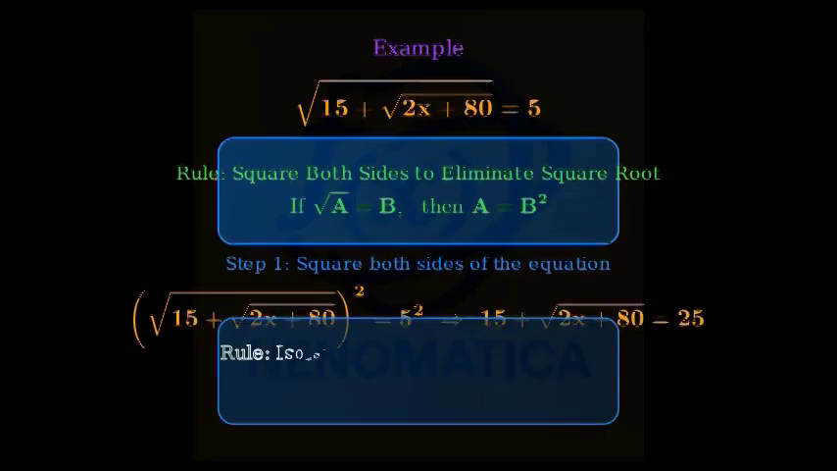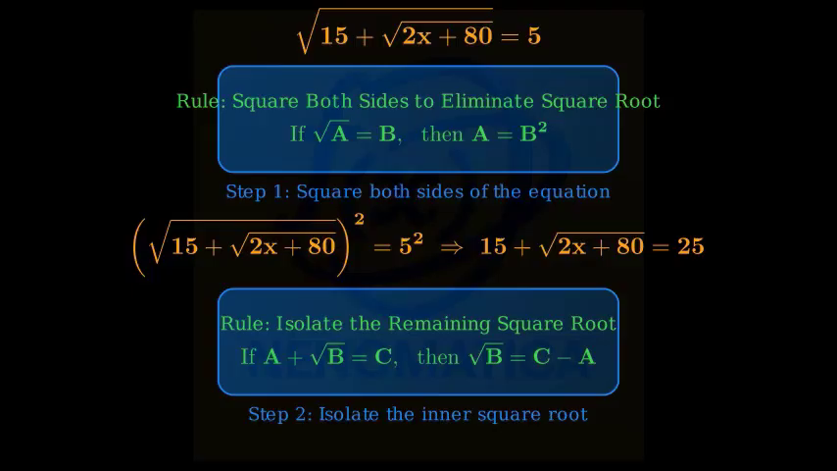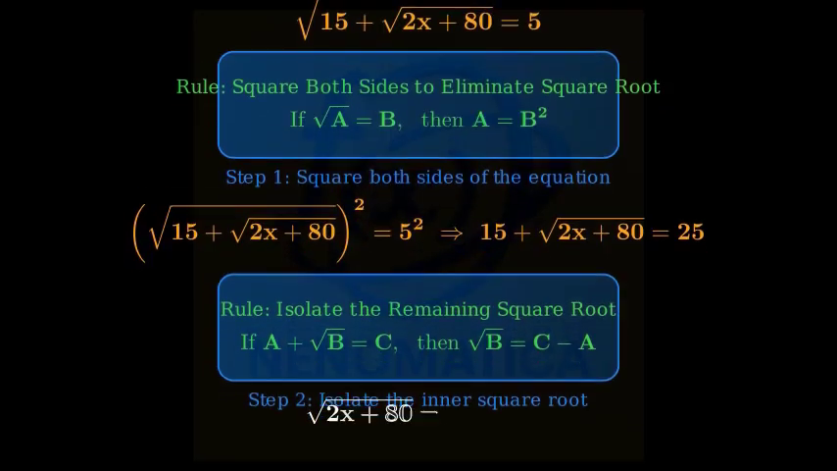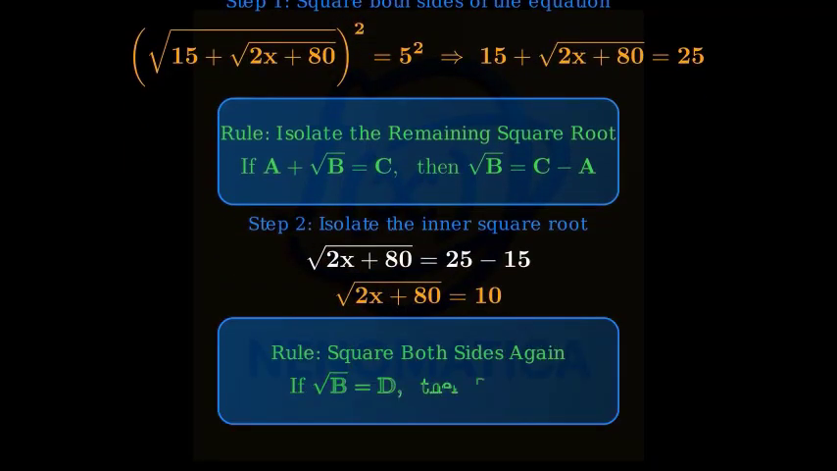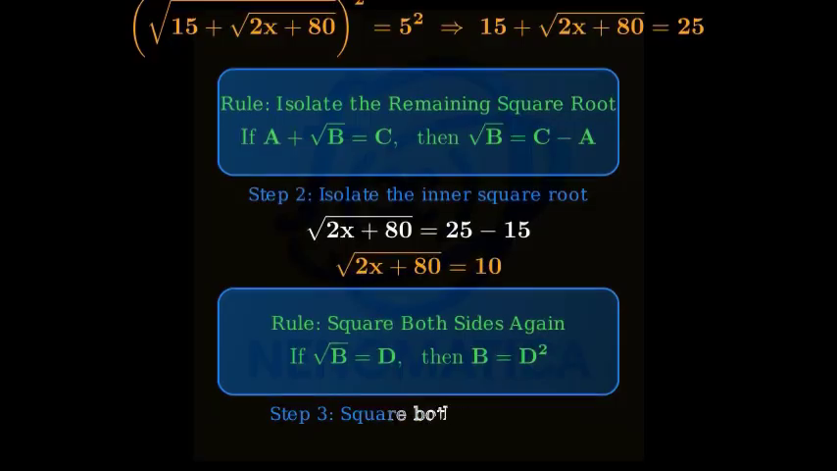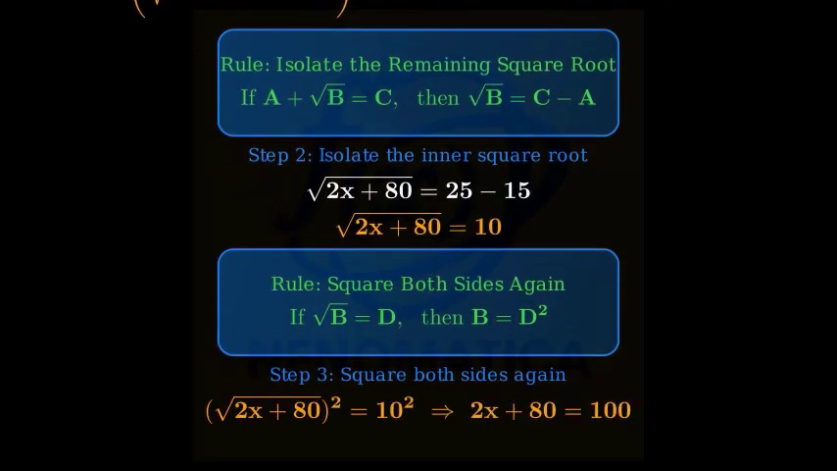Step 2. Isolate the remaining square root by subtracting 15 from both sides. Then compute the difference 25 minus 15. The inner root equals 10. Step 3. Apply the square both sides rule again to remove the inner root. Squaring 10 gives 100. So 2x plus 80 equals 100.